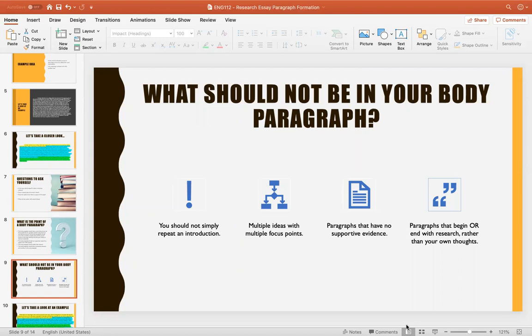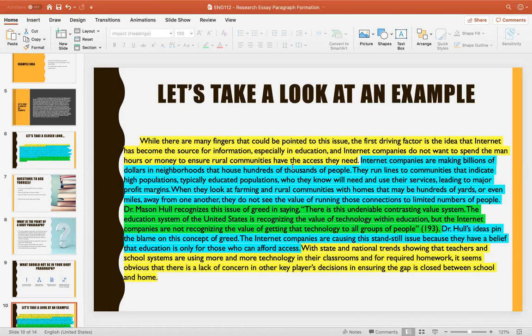And then paragraphs that begin or end with research rather than your own thoughts. Guys, your topic sentences should always be in your own words. Remember, research should support your thinking. Your thinking should not be defined by other people's work. So make sure that you're using research for support rather than just throwing it out there and clumping it together. So let's take a look at an example.